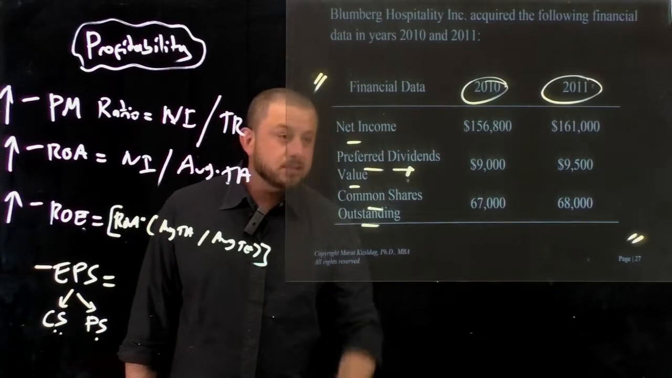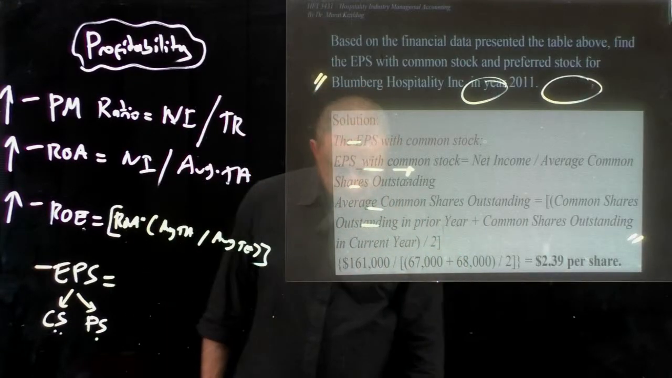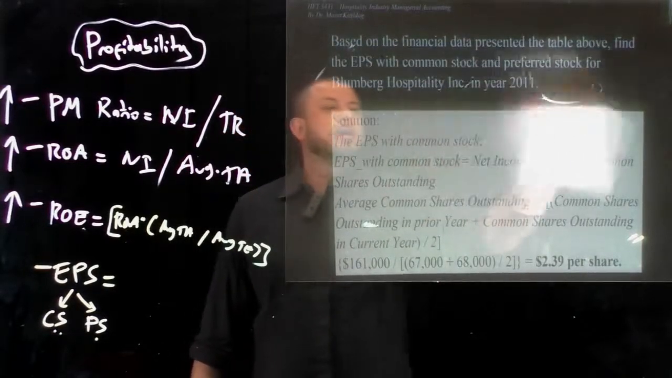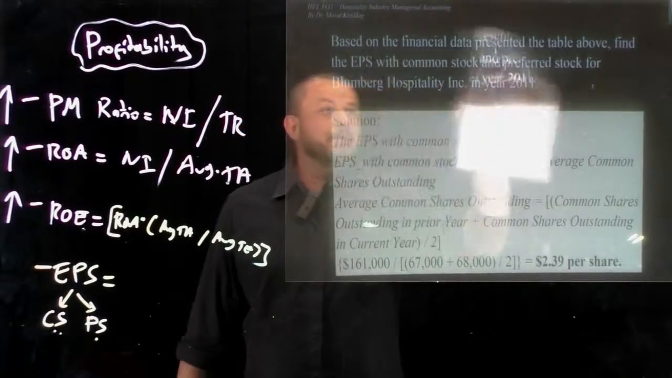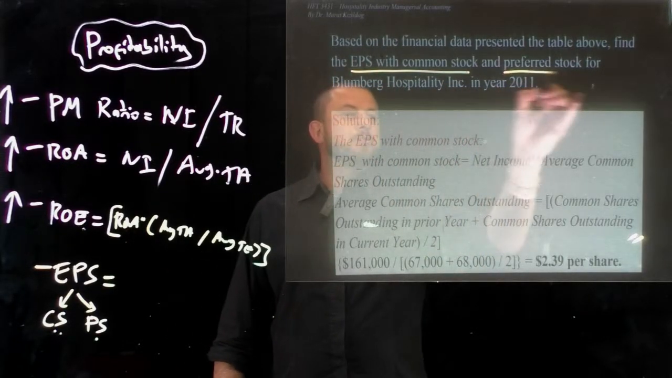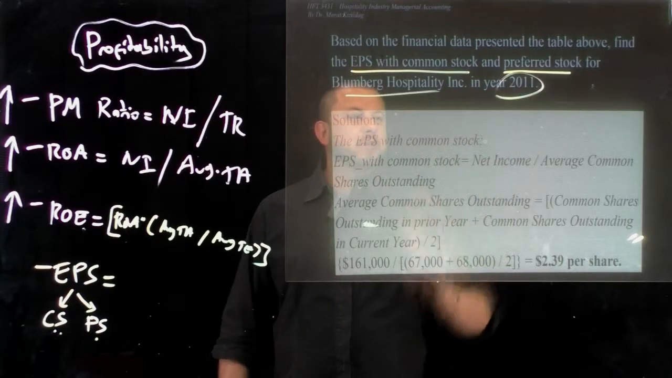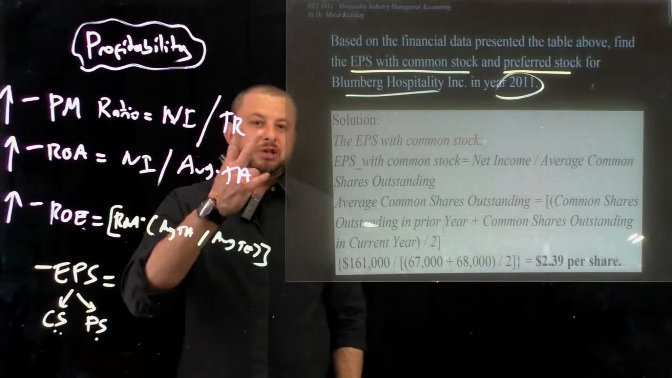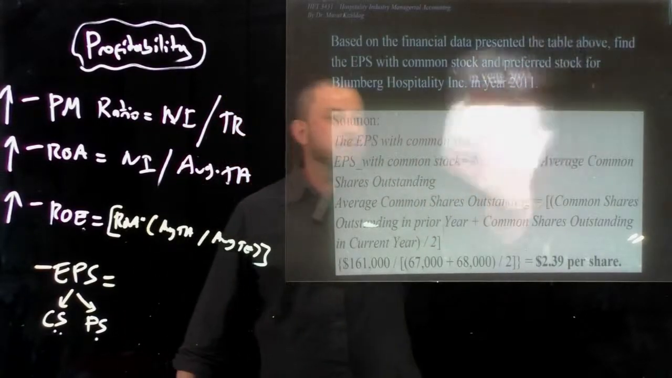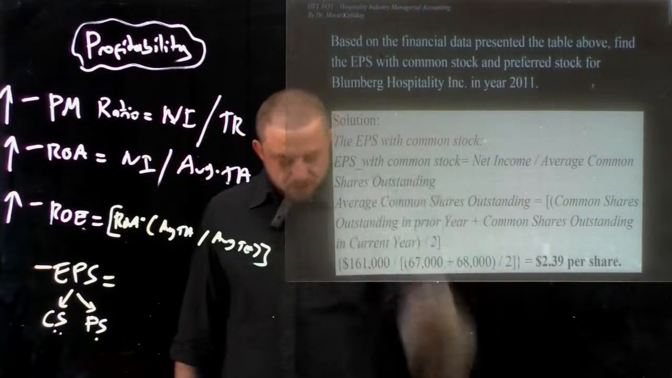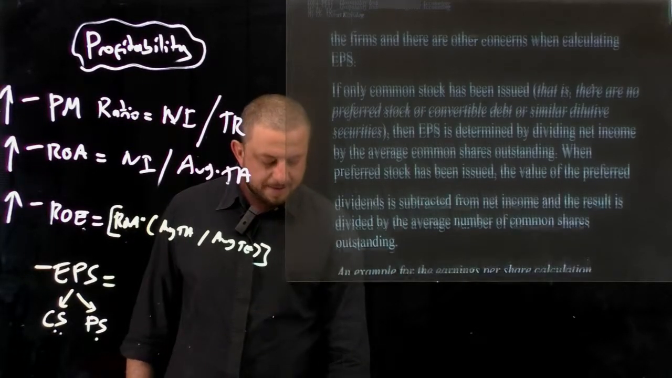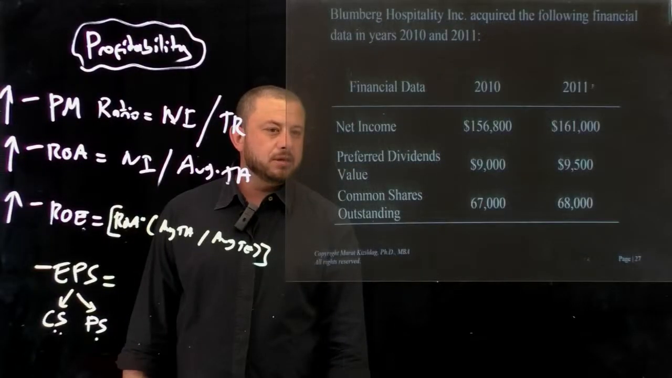So our objective is to find EPS for common stock, and EPS for preferred stock, for Bloomberg in 2011. So we're going to run two different types of EPS analysis using two different types of equations, okay? So guys, let me just go back up and then talk about dividends so it will be a little bit clearer.